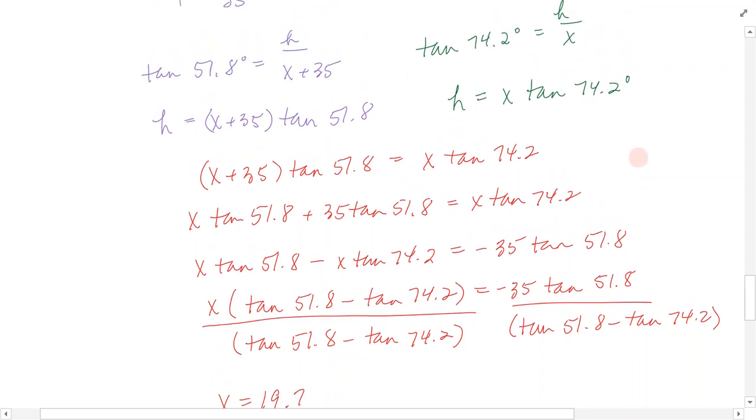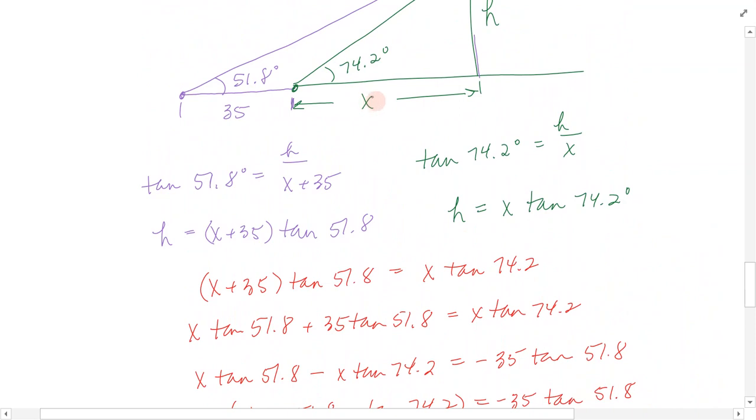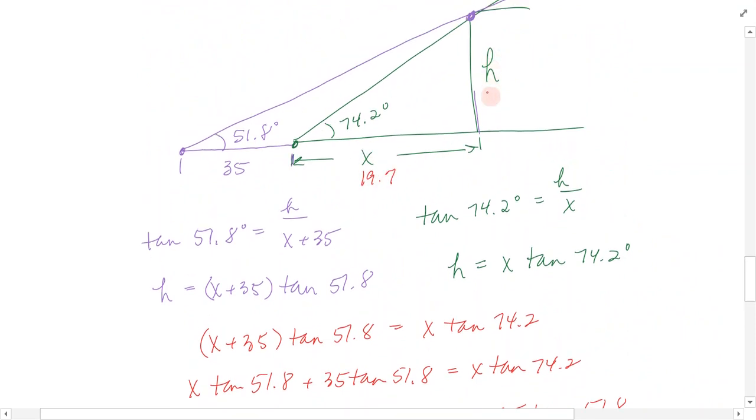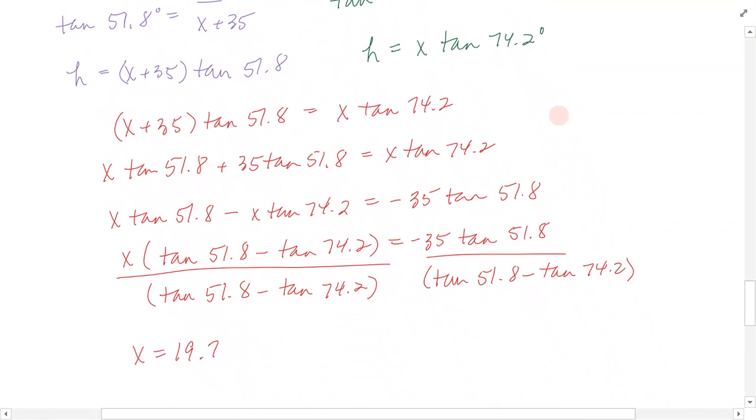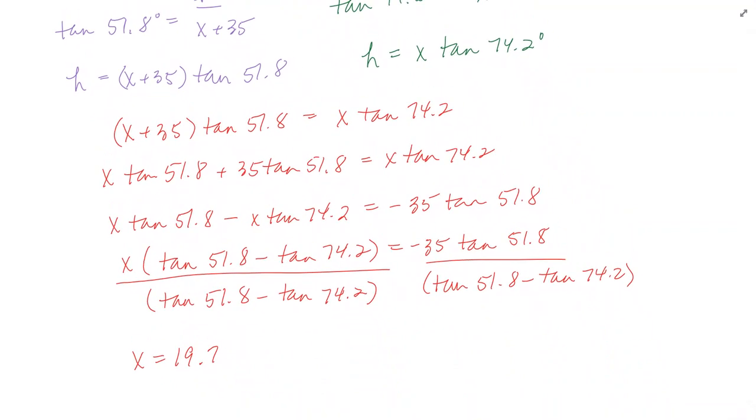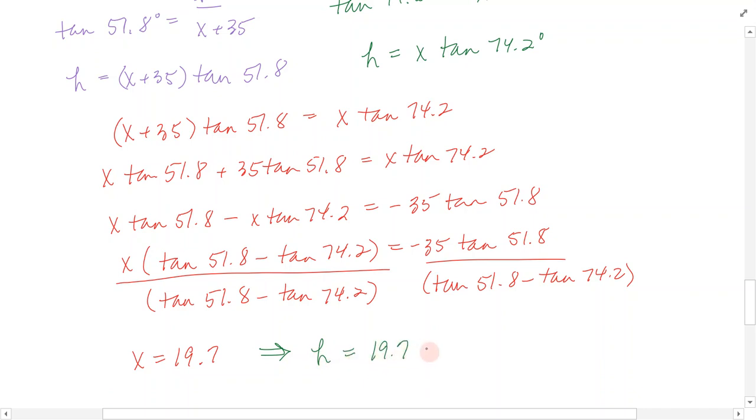Let's go back up here and think about what we found. We know that x is now 19.7, but I don't know what the height is. I just know what x is. But I can come back to one of these expressions, and let's choose the green one because it's the smaller of the two. So don't forget that the height of the building is equal to whatever x was, which we found to be 19.7, times the tangent of that angle of elevation, 74.2.